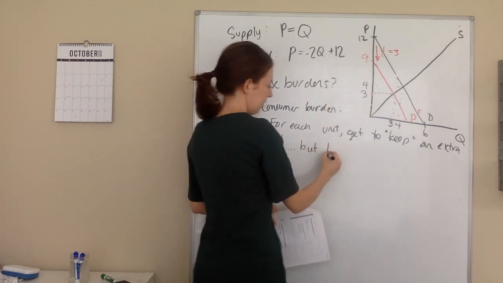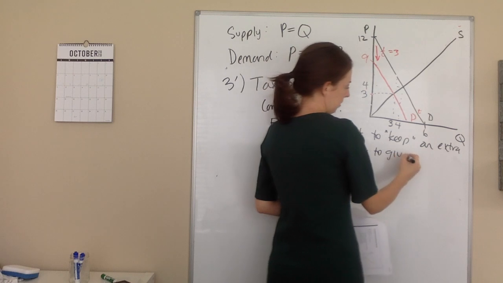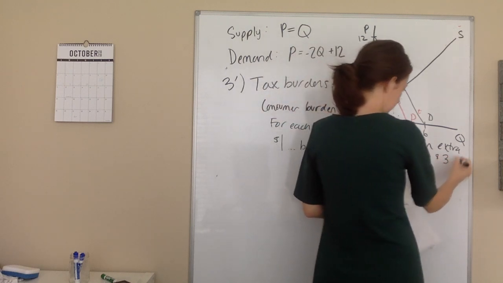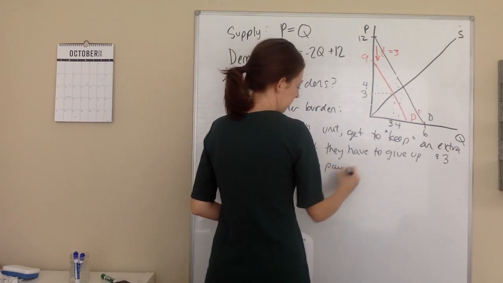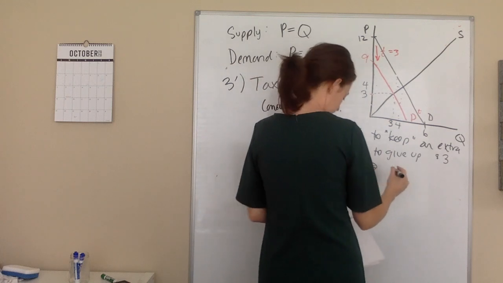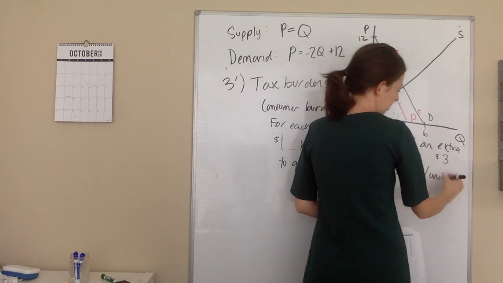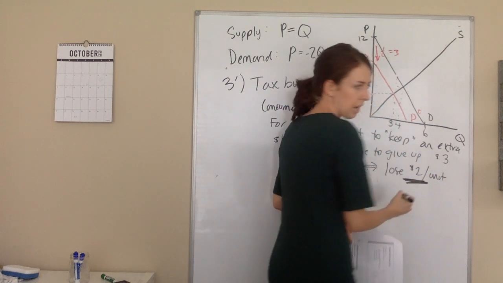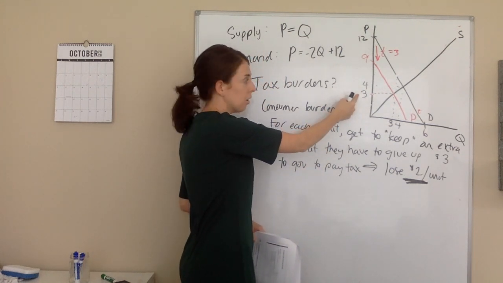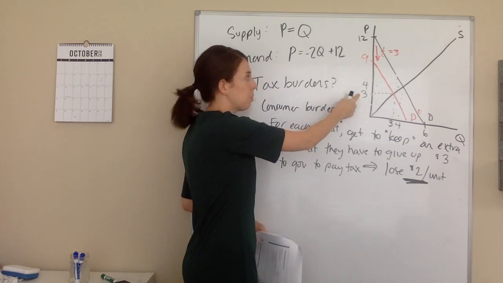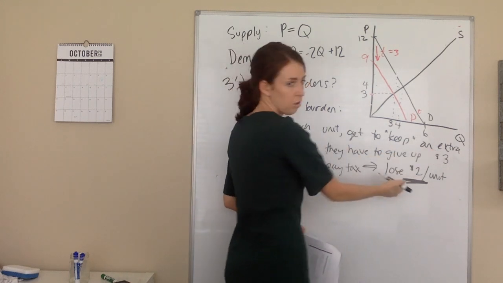But they have to give up $3 to pay the tax. So $3 to the government to pay the tax. So in total, they're going to lose $2 per unit. This is the consumer tax burden. So again, the equilibrium price lowers, so they get to keep an extra $1, but then on top of the price they pay, they have to pay $3 in taxes. So you keep an extra $1 here, you give up $3 extra here, and in total you're losing $2.